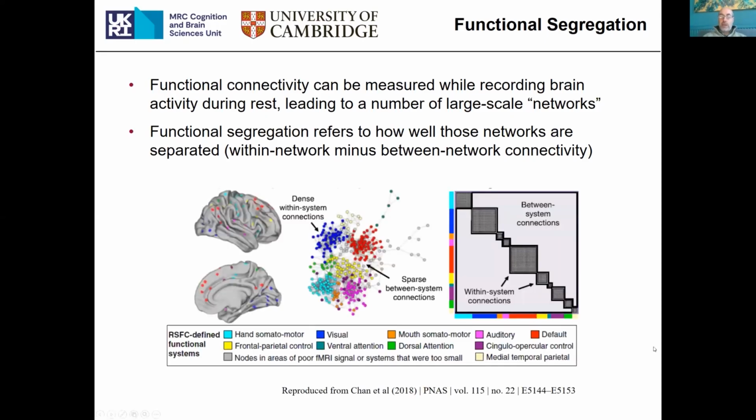And so this is a paper from Chan et al. using fMRI. And so they use a number of regions of interest and colors here.